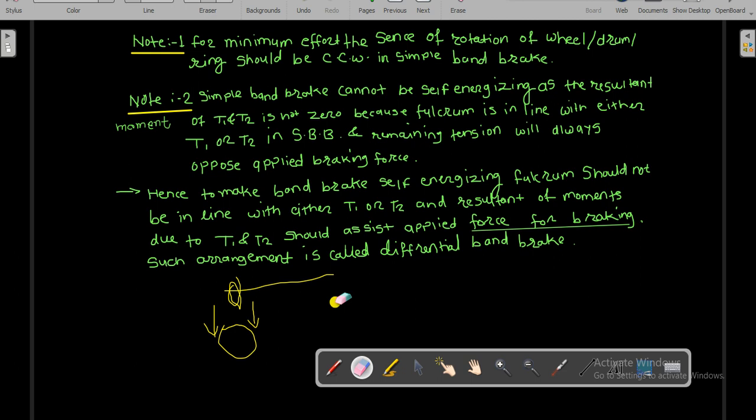Then is it the case that whenever we keep a fulcrum not in line with either of the two, let us say I am keeping the fulcrum somewhere here, will it always be self-energizing?